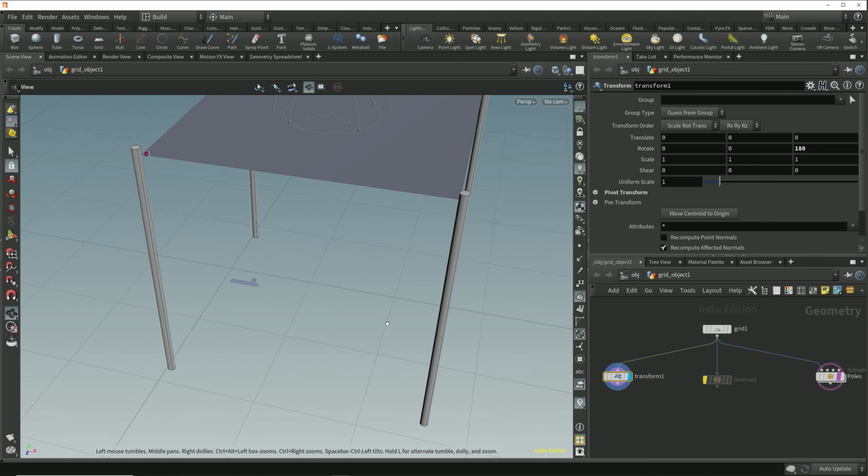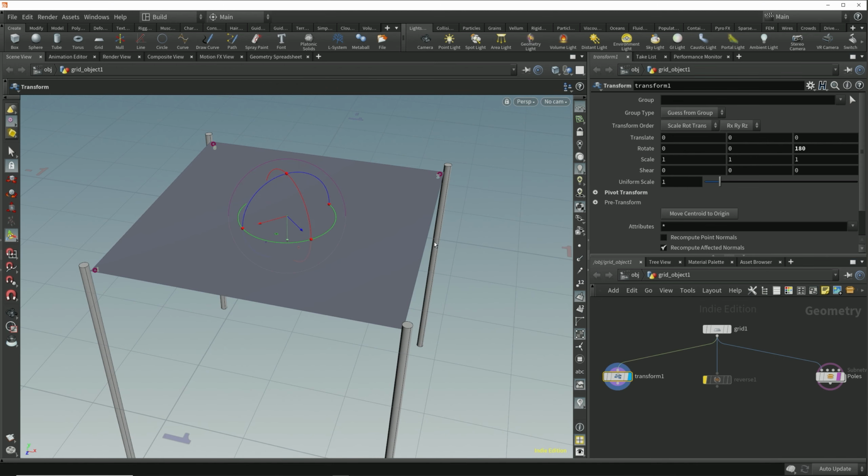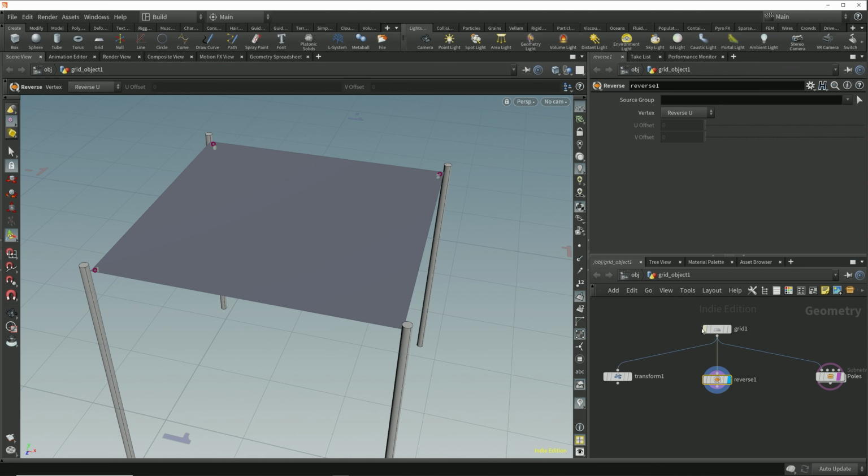It's important to note that reversing the vertex order doesn't affect the order or the position of the points. We're simply disconnecting those vertices from the points and reattaching them in the reverse order. If we look at the parameters for this reverse node, we can see that it only operates on vertices. And we see that the default operation is to reverse the vertices in the U direction. When we're working with polygons, then we're only ever working with the U dimension.